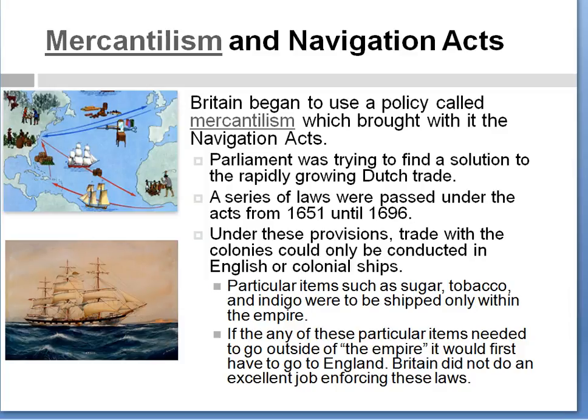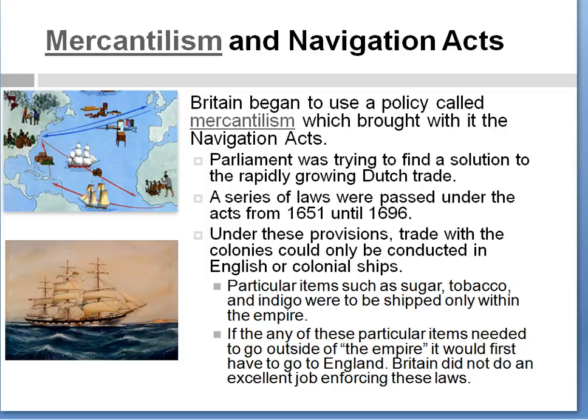So a series of laws were passed under the Navigation Acts, from 1651 until 1696, so that's over 40 years. Under the provisions of the Acts, trade with the colonies could only be conducted in English or colonial ships. So the colonies could not trade with the Dutch, for example. They could only trade with England or its colonies.